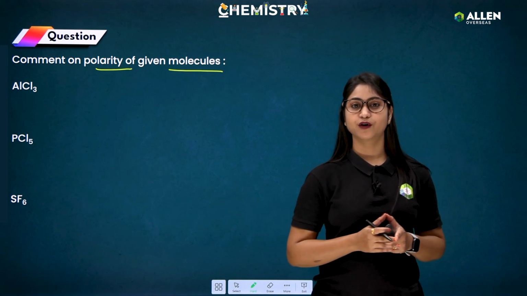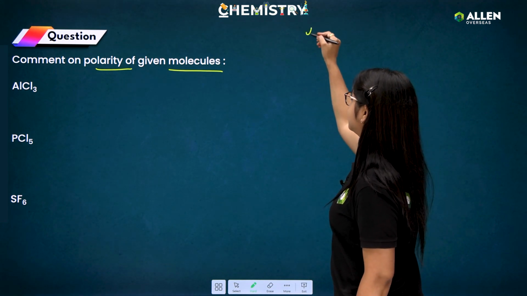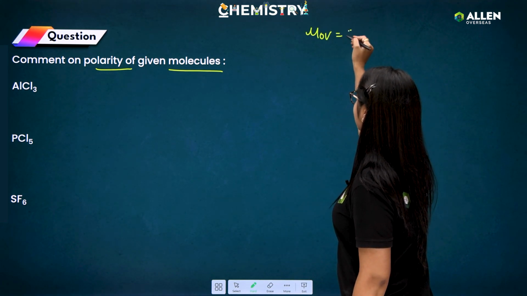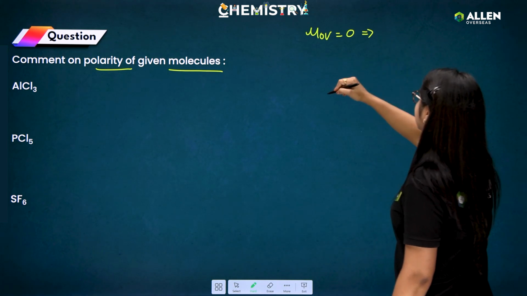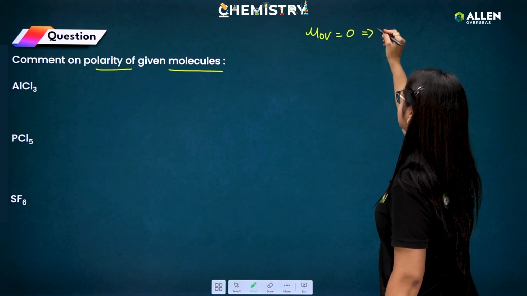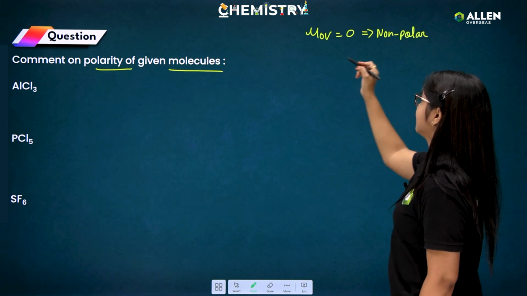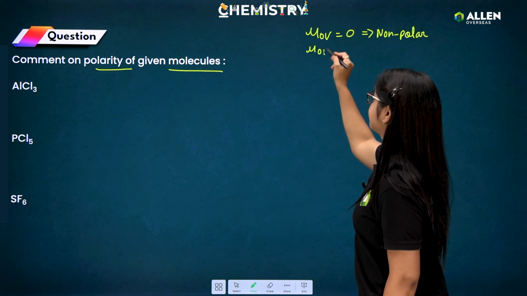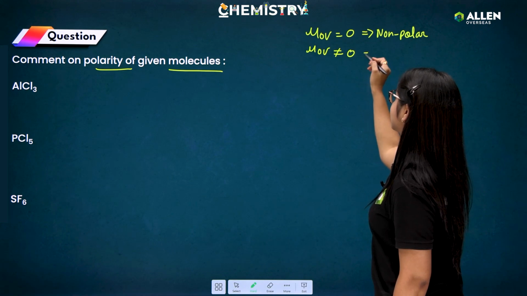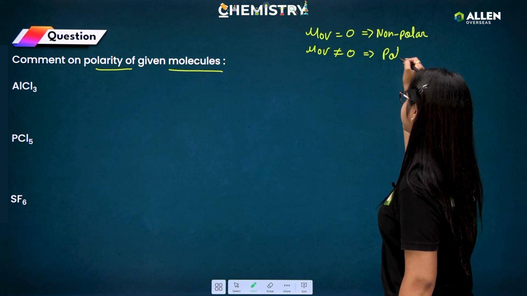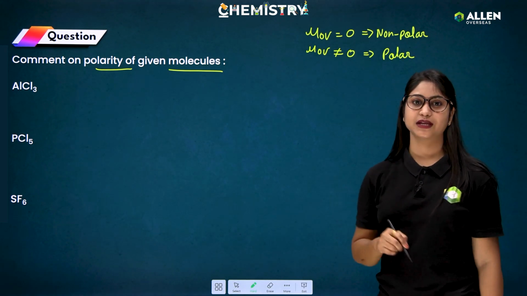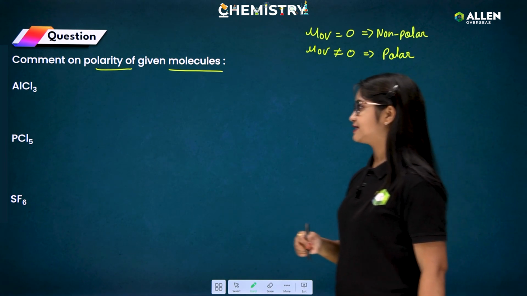If the mu overall is 0, then we will say that the molecule or the species is non-polar. Okay, but if mu overall is not equal to 0, then we will say the species is polar. This is how we can find out. So let's see these examples.